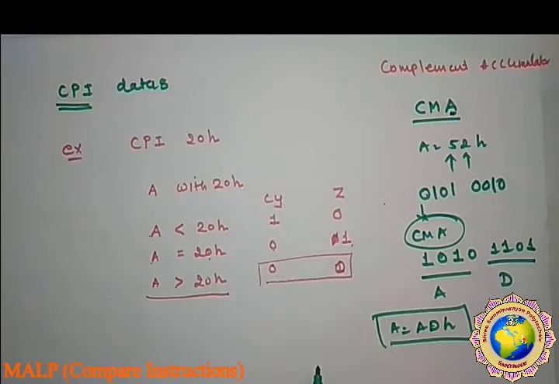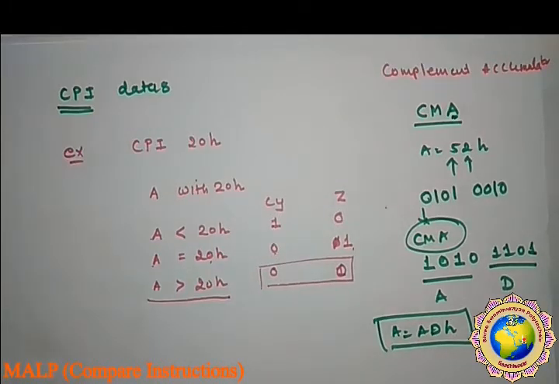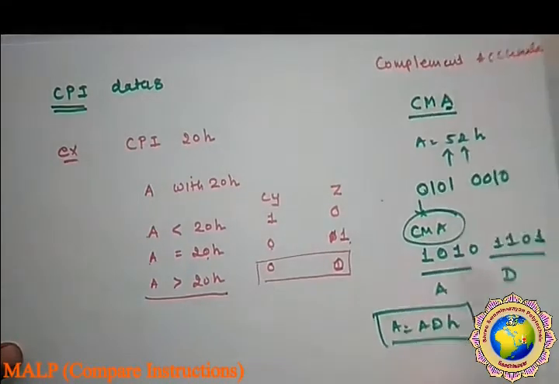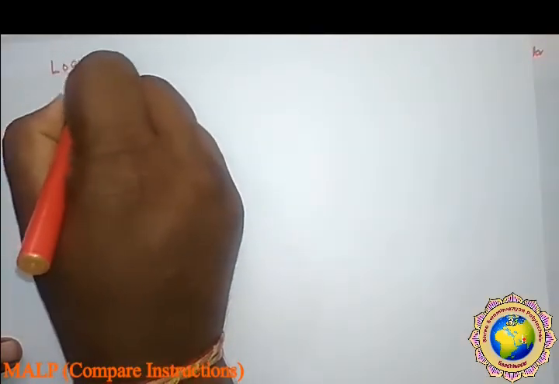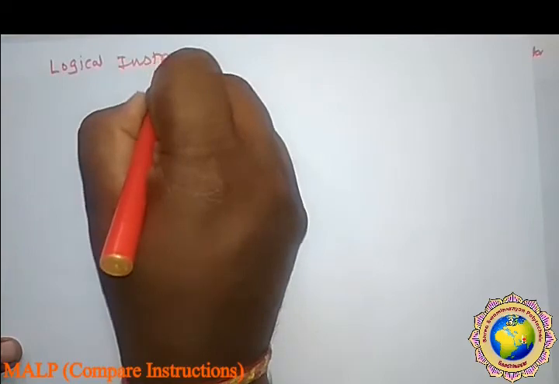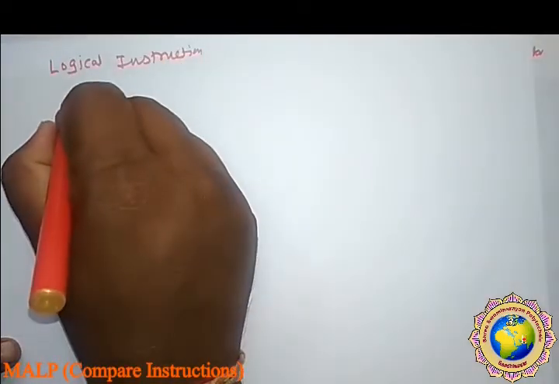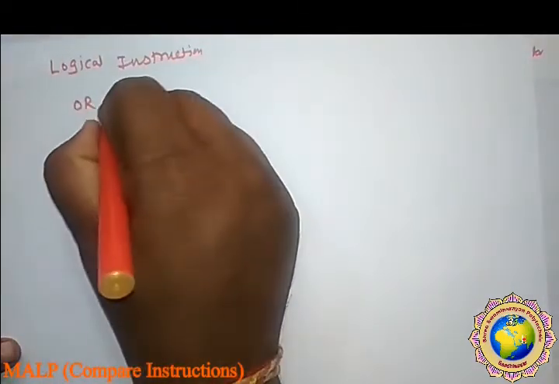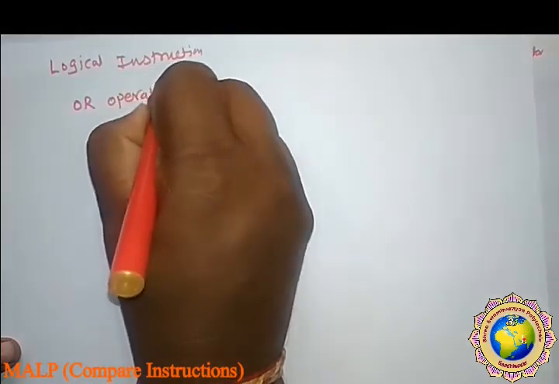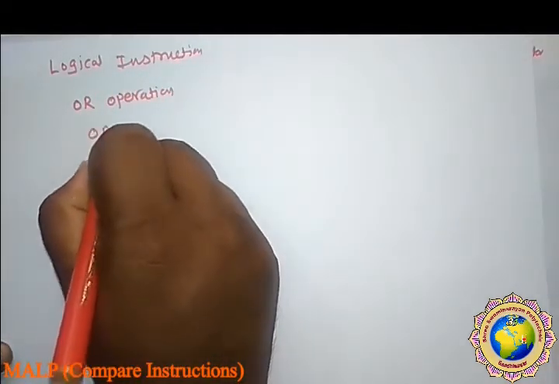So this is the complement of the accumulator. Now the logical instructions; further we are going to revise them. What have we studied in the logical instructions? In the logical instructions, there are different parts. The first is the OR operation. For the OR operation, there are two mnemonics, ORA and ORI.